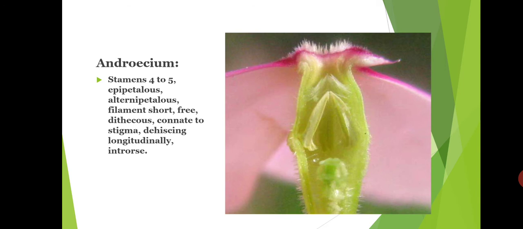And the filament is very short, free, and the stamens are dithecous, connate, cone shaped to the stigma, dehiscing longitudinally, and introrse stamens. And this is a stamen character. Of course, it is epipetalous. It's a characteristic of this Gamopetalae. Then these are the stamen characteristics. See the stamens.